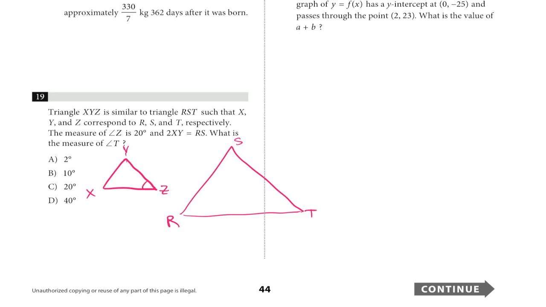So they told us that Z is 20 degrees, and they want to know the measure of angle T. Well, remember, similar triangles have the same angles. Since T and Z are in the same spot, their angles have to be the same. So that means T is also going to be 20. What they're talking about right here is the sides. Similar triangles have proportional sides, but they have equal angles. So that part that I've boxed is just there to trick us, because they're going to say, hey, you should double the angle. No, similar triangles have congruent or equal angles.